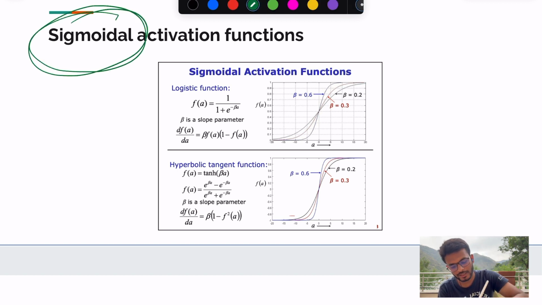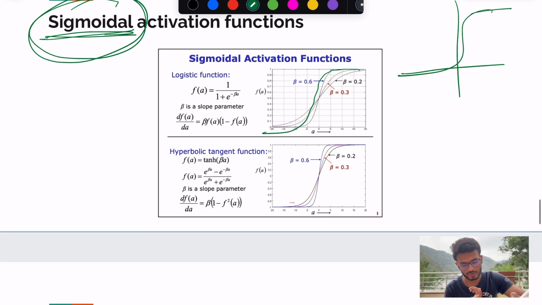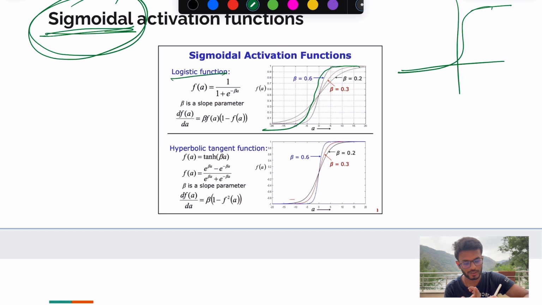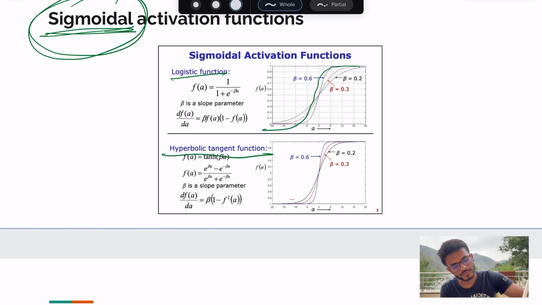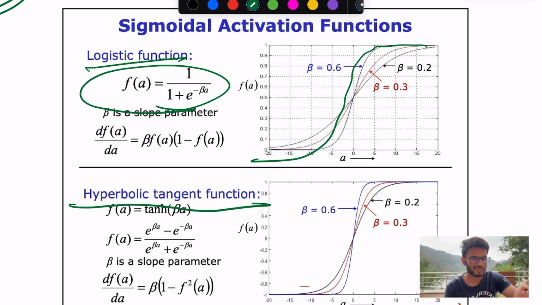Sigmoidal activation function. From the word itself you can assume that it follows an S-shaped property. Sigmoidal activation functions are mostly of two kinds: one is the logistic function and the other is the hyperbolic tanh function, or simply tanh. Now this is the formula. f of a is equal to 1 upon 1 plus e raised to the power minus beta a. We don't need to remember it, but it's good if you do. And this is the curve of the sigmoidal activation function. Now this is a saturating function.